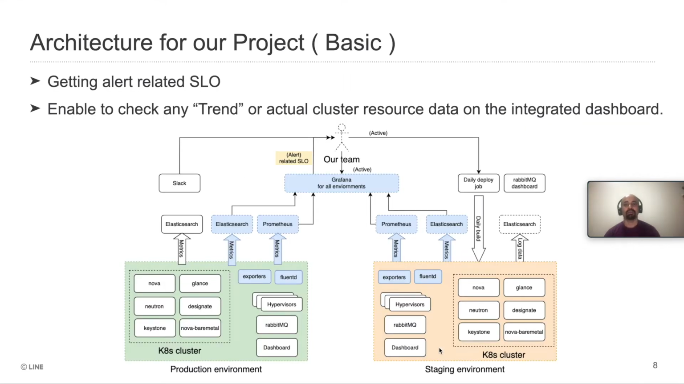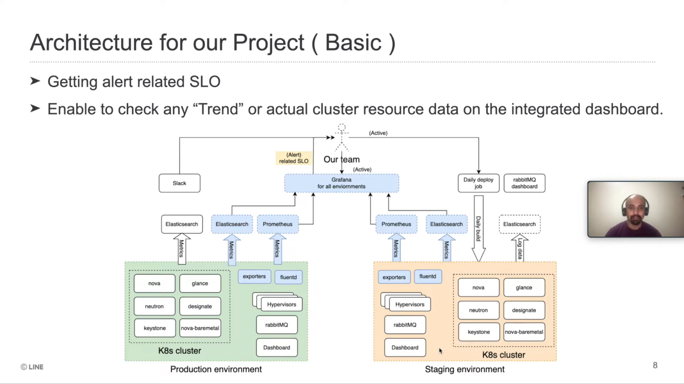Now we come to the architecture of the multi-cluster monitoring project. So our main objective here was of two types. First is getting an alert for the related SLO. When the service level objective for a particular operation is not met, we get an alert. And second is to check for any issue or any trend and identify it and add it to our dashboard.